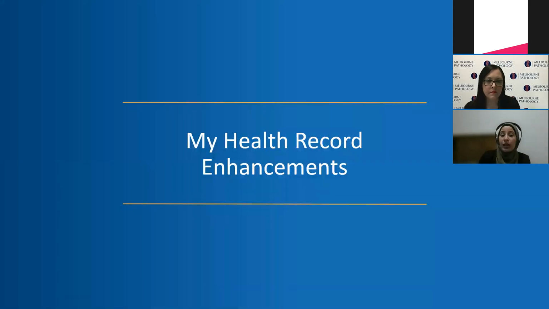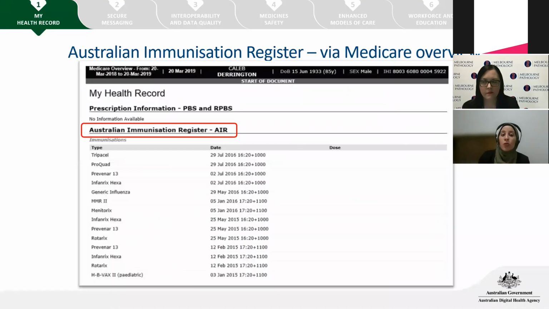Okay, so just to touch on now the My Health Record enhancements. So these are quite recent, sort of end of April, early May, you might have noticed this in your clinical information system. Previously, immunization information was only available through the Medicare overview, and also it was only information from the Australian Immunisation Register.